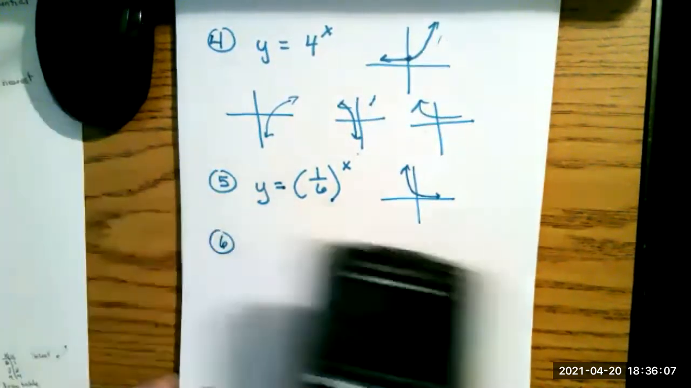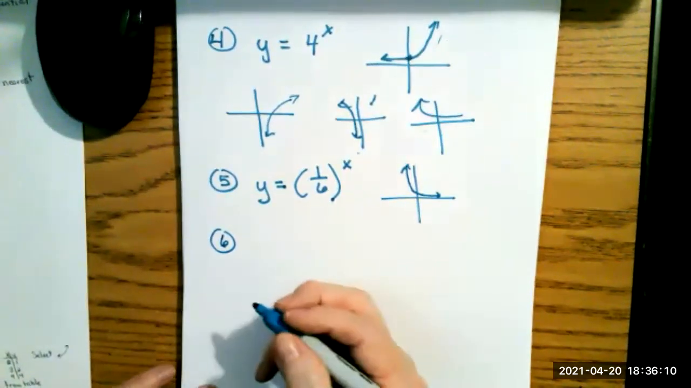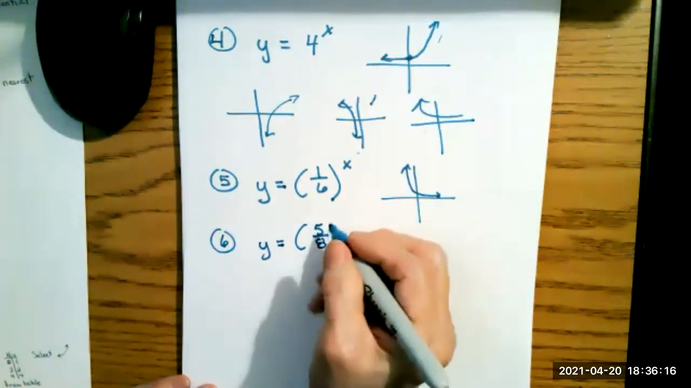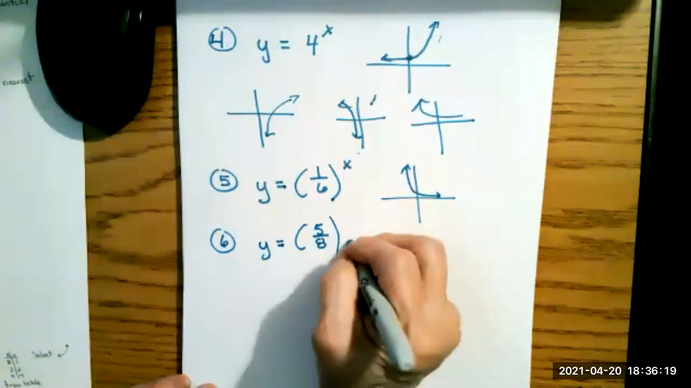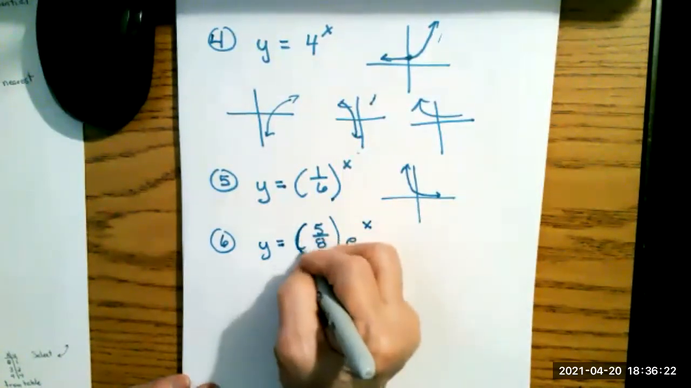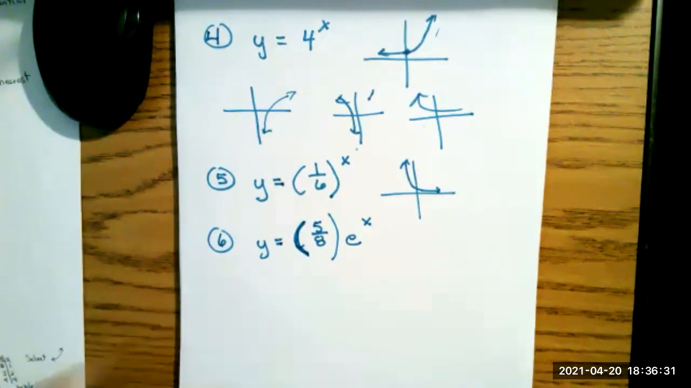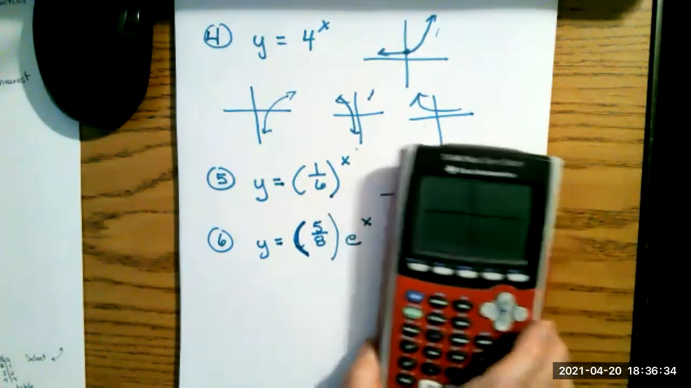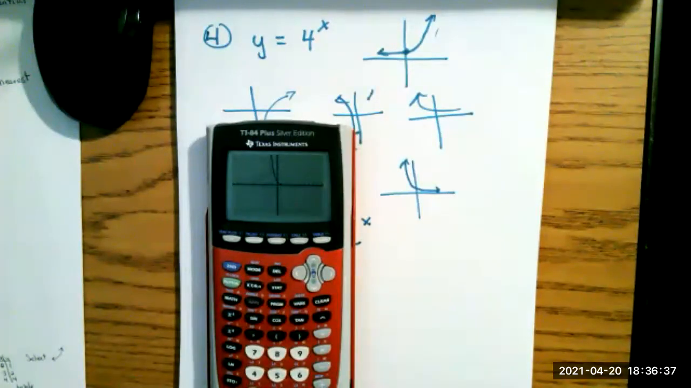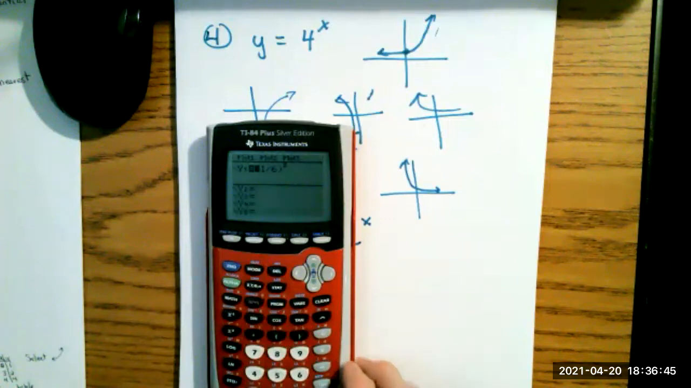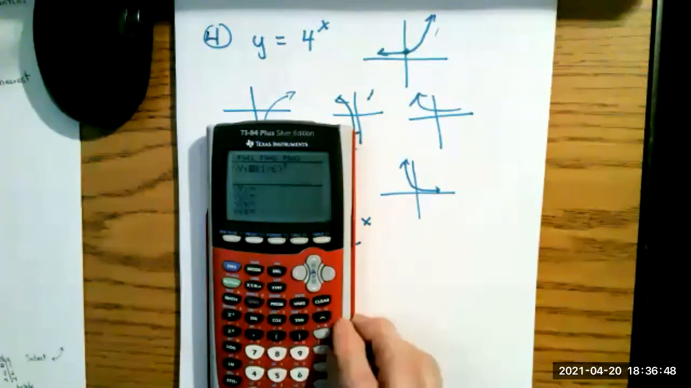Okay, let's look at number 6. And these are all multiple choice. Number 6 is y equals 5/8 times e to the x. So this one is very different from the ones we've had. It's added on this e. So how do you put that one in your calculator? Anyone know? Yeah, you put in parentheses 5/8, close parentheses, e to the x power. That's it.